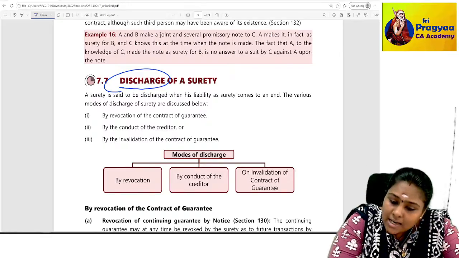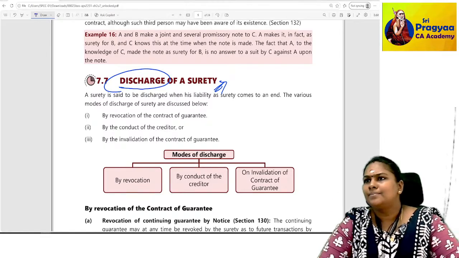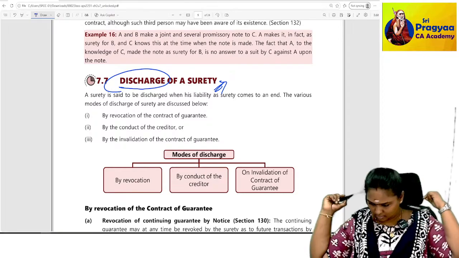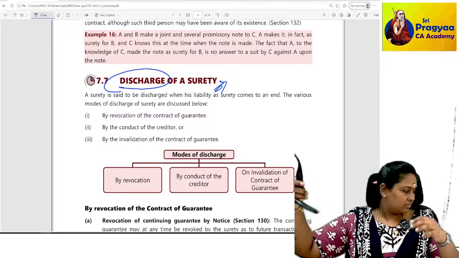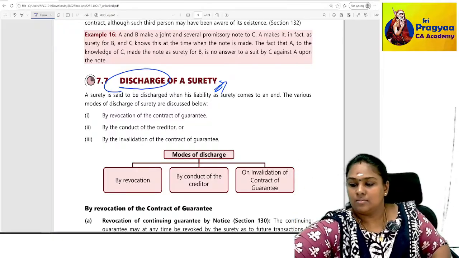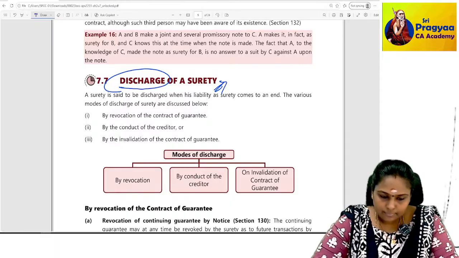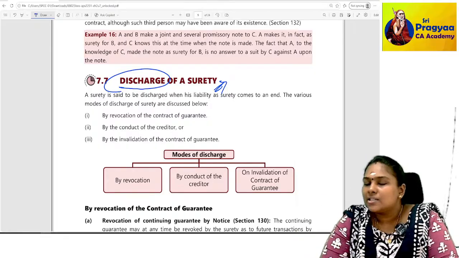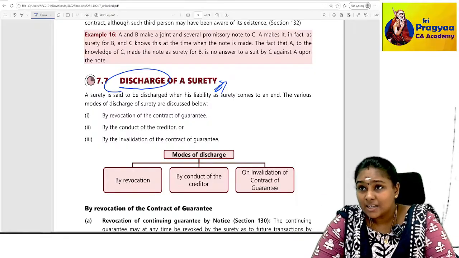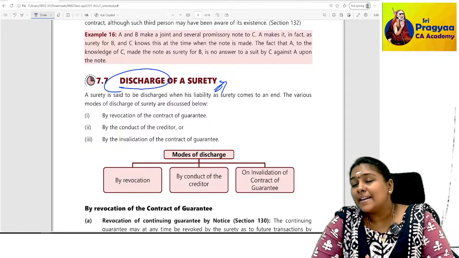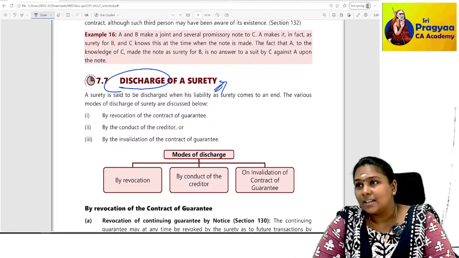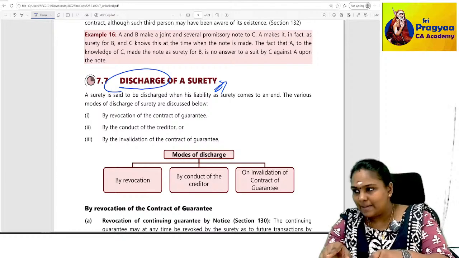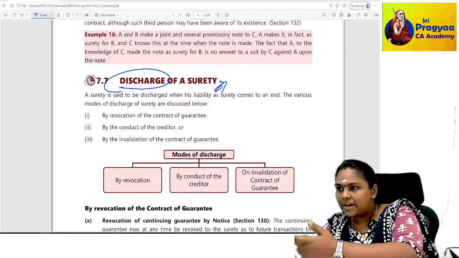So, discharge of surety meaning என்னன்னா, surety ஒரு obligation இருக்கு. என்ன obligation? என்ன liability? Principal debt இருக்கு, creditor. Creditor liability. Principal debt ஓட liability is there when he has to pay to creditor.